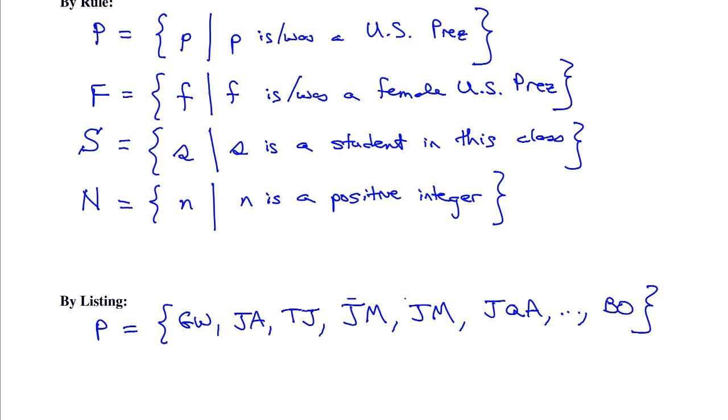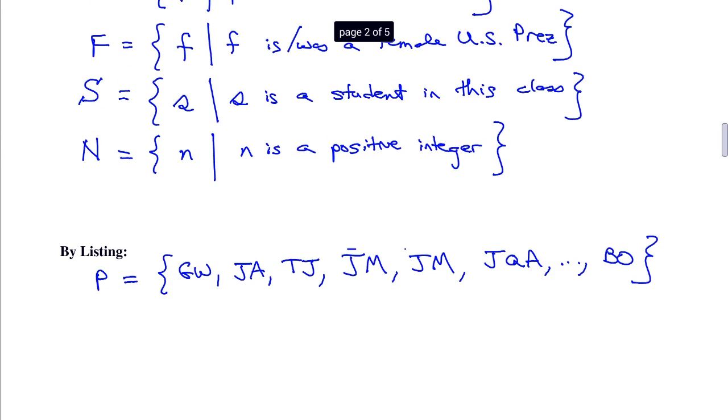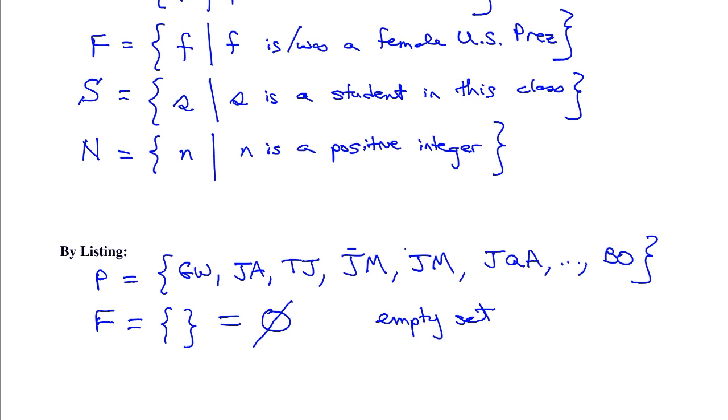All right. How about F as the female presidents? What's in there? Nothing, right? So there's 2 ways to denote this. You either put up a set and you don't put anything in it, which is not my favorite, by the way. The other way to do it is to write this symbol, a circle with a slash through it. This is called the empty set. The empty set is the set with no elements.